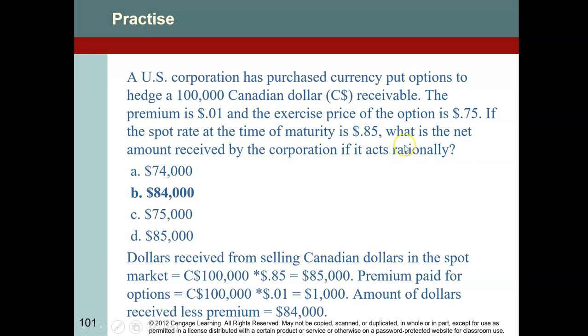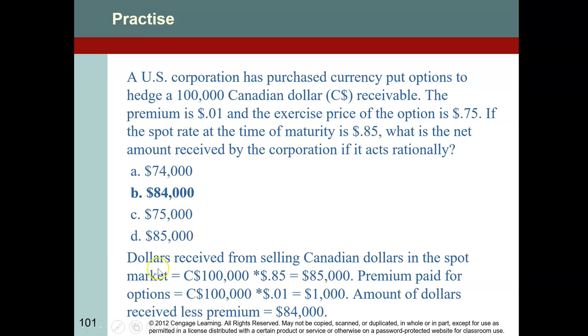Okay, so for this question, let's first decide what the rational action is. At the time of maturity, you could sell your Canadian dollars at the price of 0.85 on the spot market, or you could exercise the option and sell at 0.75. Which would you go for? We want to sell at a higher price, right? We want to sell at 0.85 instead of 0.75. So we want to sell at the spot market with the spot rate. In this way, we will not exercise the option.